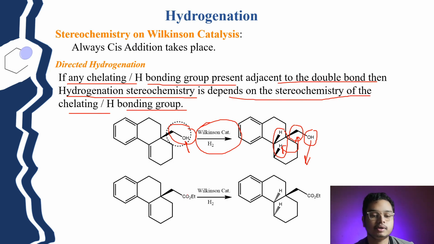However, if there is no hydrogen bonding group in the same compound, like here, then the Wilkinson catalyst will follow wherever it finds less steric hindrance. So here you can find that cis addition takes place, but the stereochemistry is not exactly mimicked by the adjacent group. This is a very important thing that you have to remember.